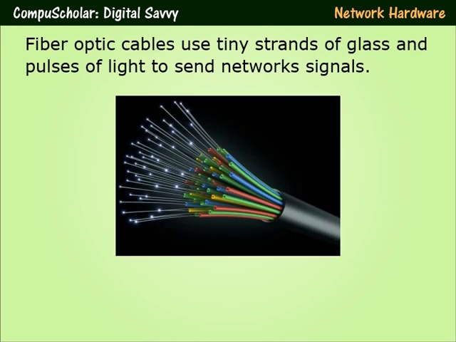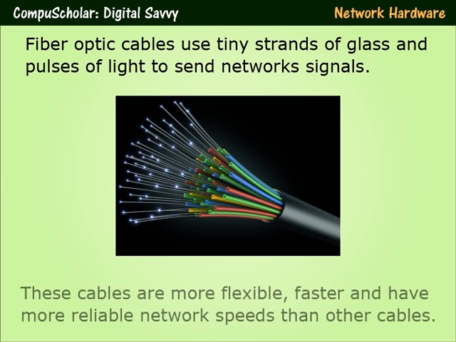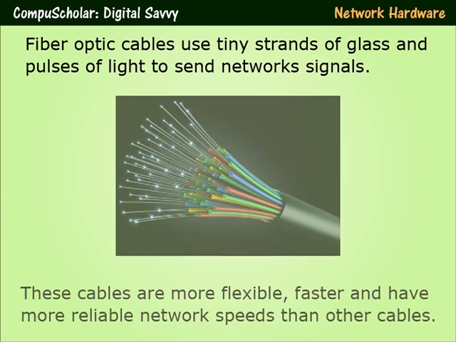One of the latest types of network cable is the fiber optic cable. Fiber optic cables use tiny strands of glass and pulses of light to send signals to and from the network. Since the strands of glass are so thin, these cables tend to be very flexible and easy to install. In addition, fiber optic cable is capable of faster and more reliable network speeds than coax or twisted pair.